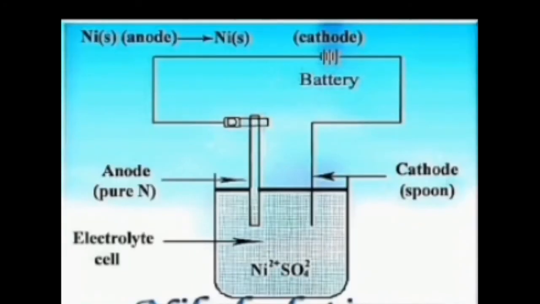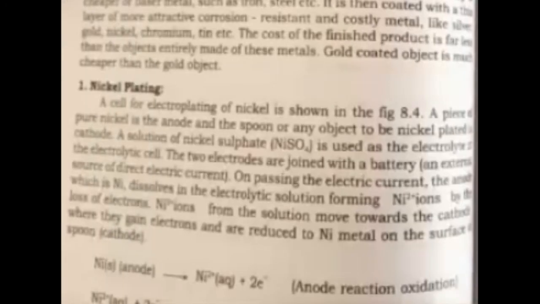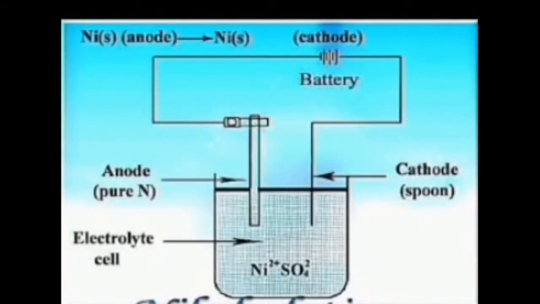What is nickel plating? What is going on over here? You will see, in nickel plating, the spoon is used as the cathode. Then the anode is pure nickel. The electrolytic cell contains an electrolytic solution of nickel plus 2 and SO4 2 minus. Now when the circuit is completed, current flows from here.